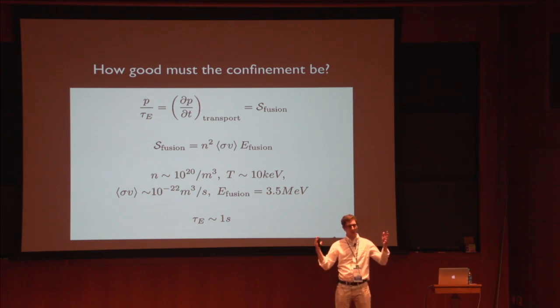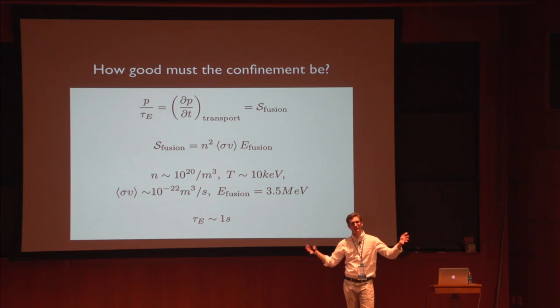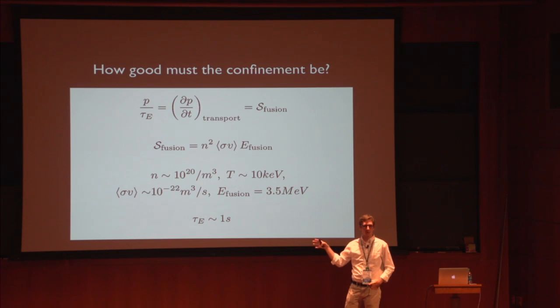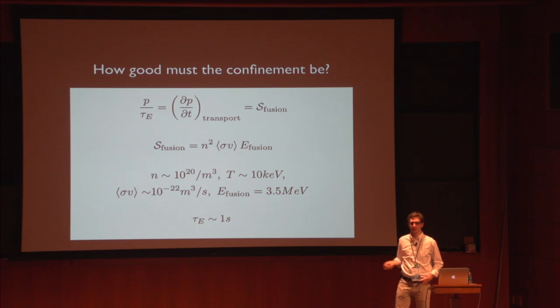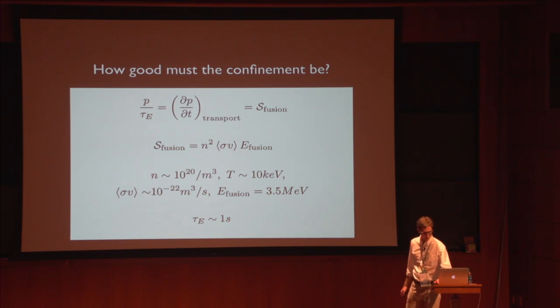Okay? So we set up our macroscopically stable plasma, and we need to make sure that any slow transport processes, say diffusive transport, are slow enough that they keep the plasma in for about a second. And so how are we going to do that?